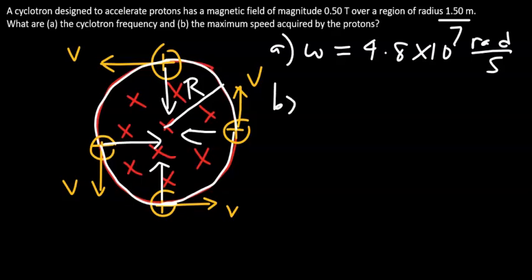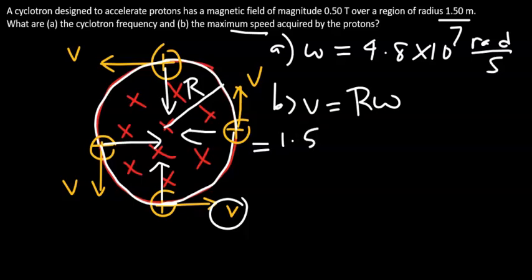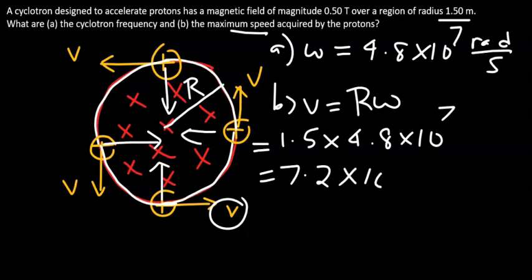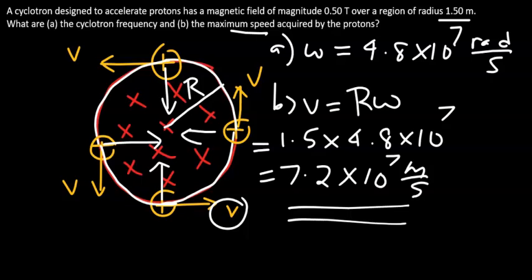Now let's do part B, the maximum speed acquired by the protons. That is the maximum value of v. That is given by the radius of the trajectory times the cyclotron frequency. The radius of the trajectory is 1.5 meters. Omega has been calculated in part A, 4.8 times 10 to the power 7 radian per second, and that's going to give you 7.2 times 10 to the power 7 meter per second. And that solves the problem.